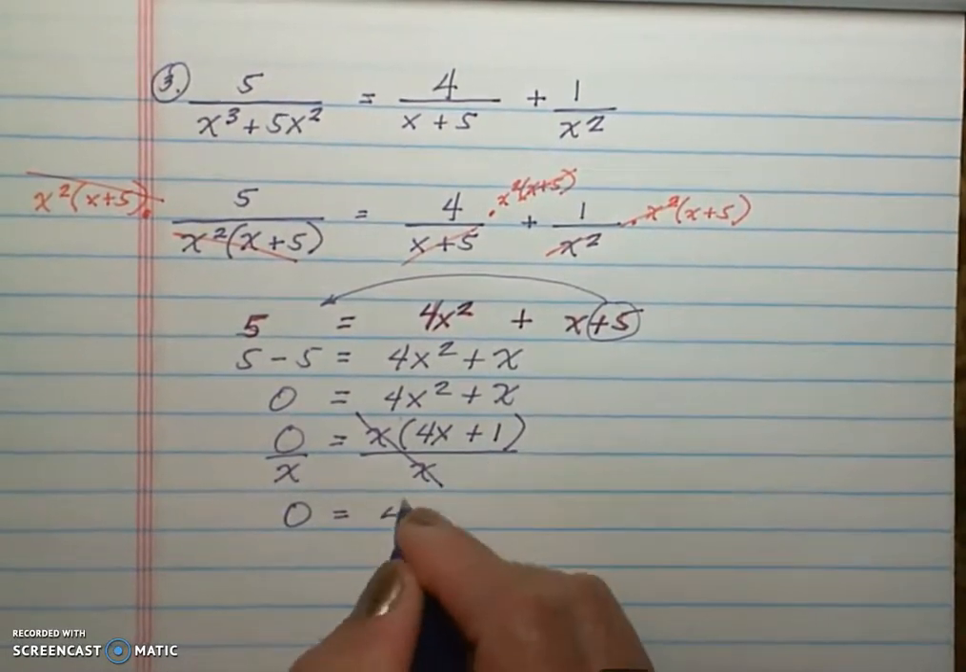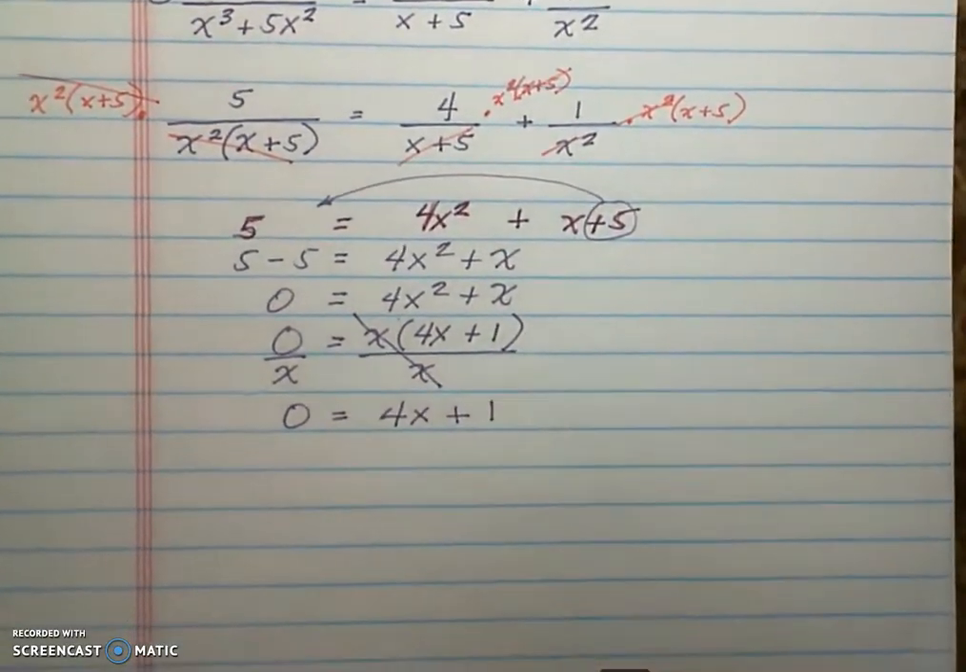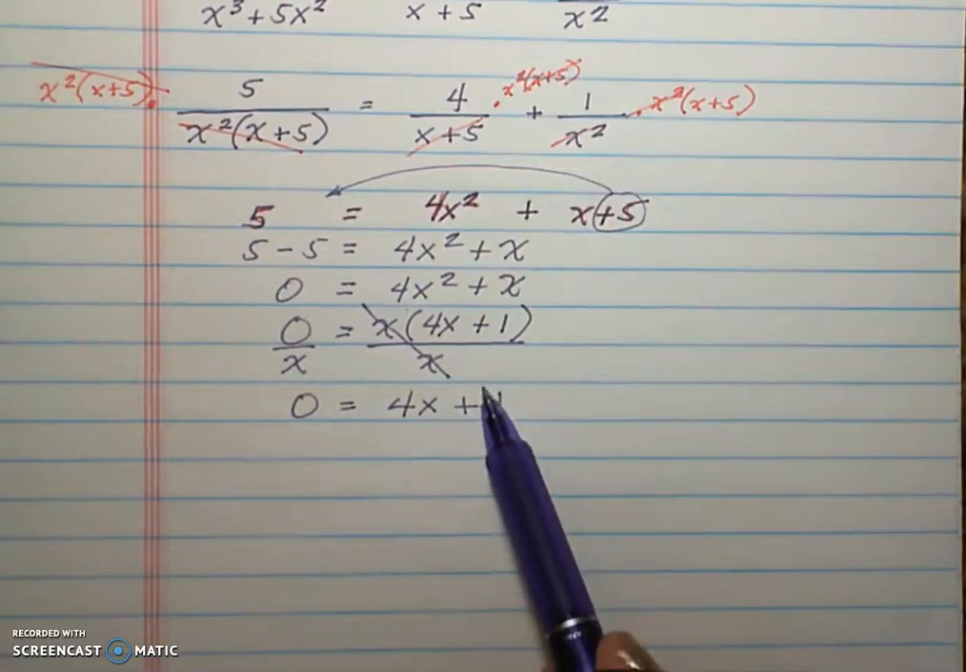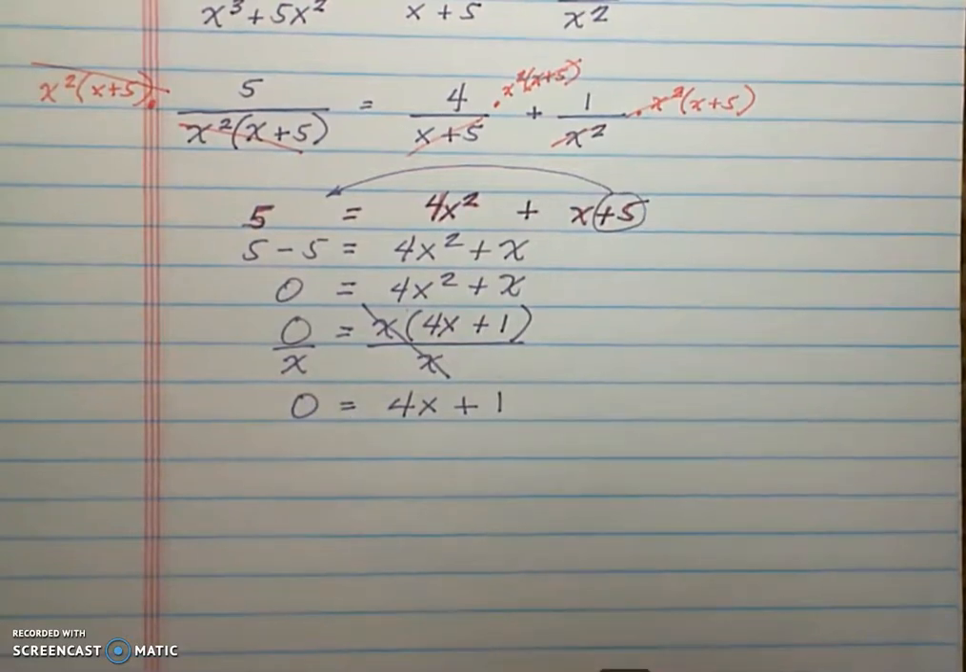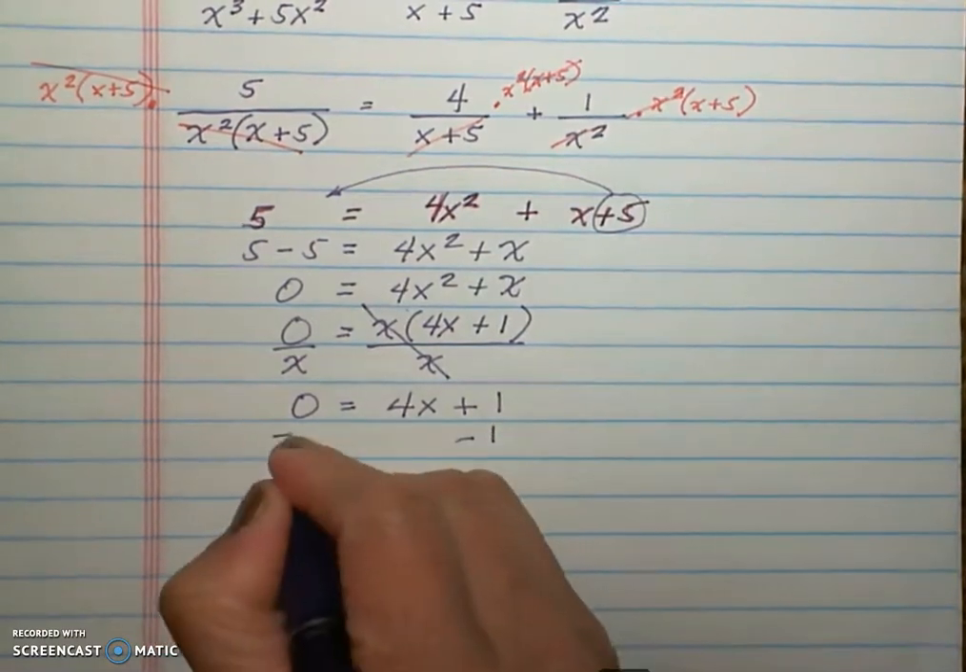And now I just have 4x plus 1. All right. Again, we're going to remove the positive 1, move it to the other side. But this time, just to balance out things, I'm going to apply the additive inverse. So that is subtracting 1 on both sides.